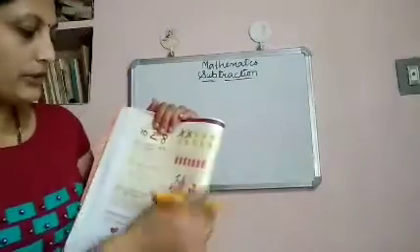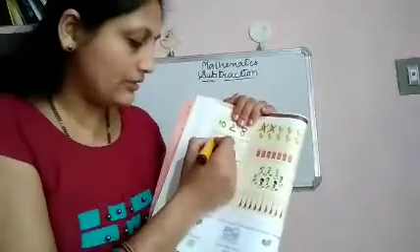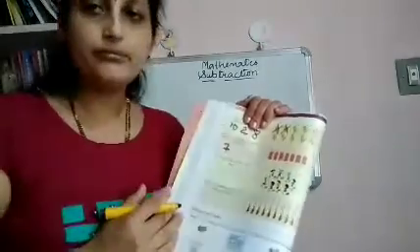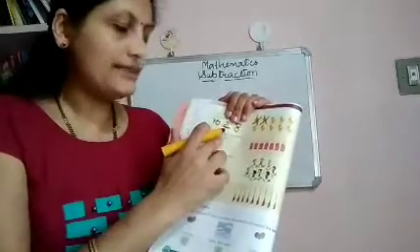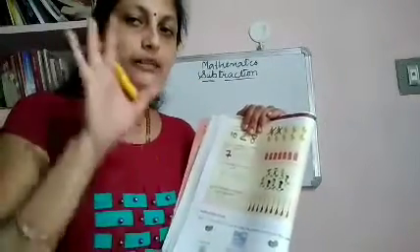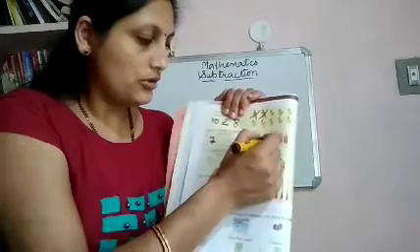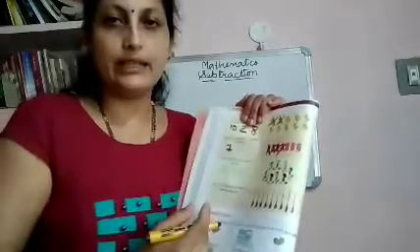Next one. Out of 7 candles. So how many candles are there here? 7 candles. So write in the first box 7. 4 candles blew off. So you have to cross out how many candles? 4 candles. So cross out 1, 2, 3, 4. Like this. Okay.